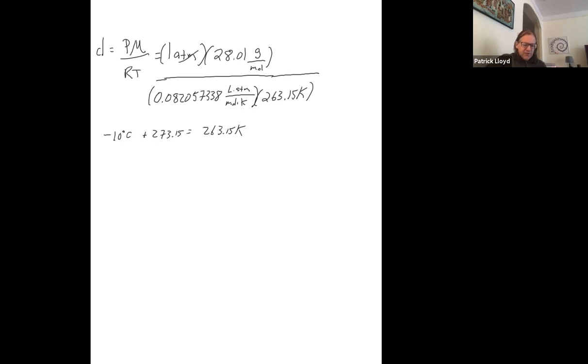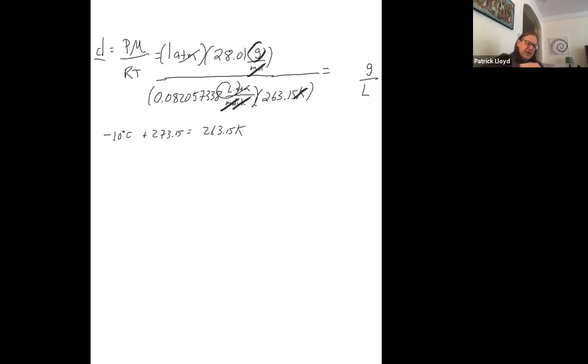So atmospheres cancel. I'm doing the dimensional analysis because I often get these things mixed up in my head. There's a lot of variables there. It's density, so we should have mass over volume for the units. Grams doesn't cancel. Mole cancels, and Kelvin cancels. So we get grams per liter. Good. That looks good, right? Mass over volume. So that means I probably got this formula right. Grams over liters.